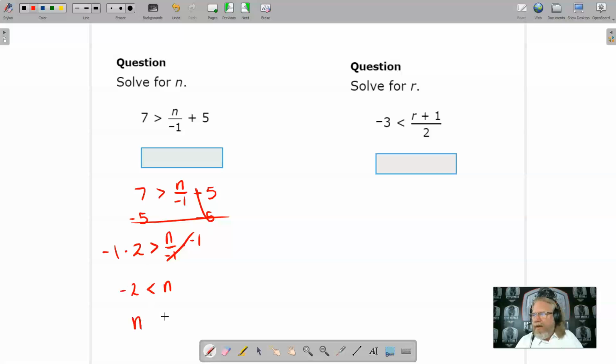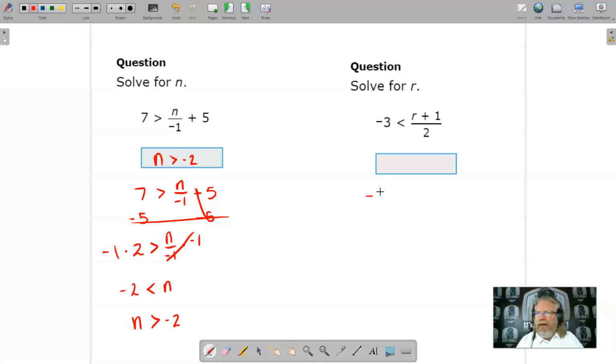And now I would like to go ahead and switch them each side, so the sign's going to flip. Make sure that you're flipping the sign properly, because it's pointing at the negative 2 here, and now it's pointing at the negative 2 here. So n is greater than negative 2.